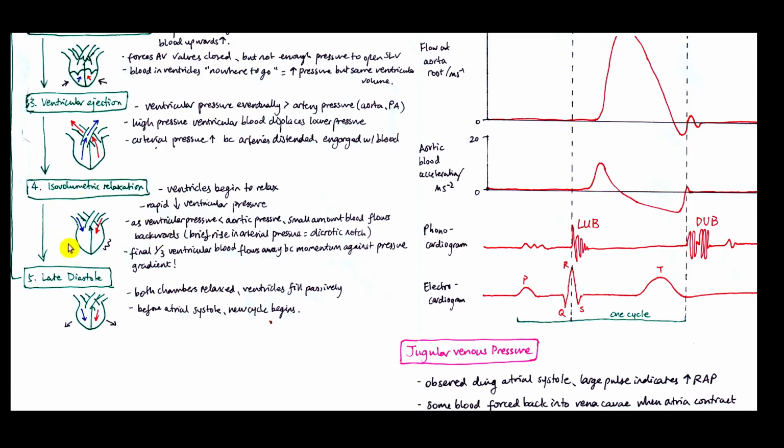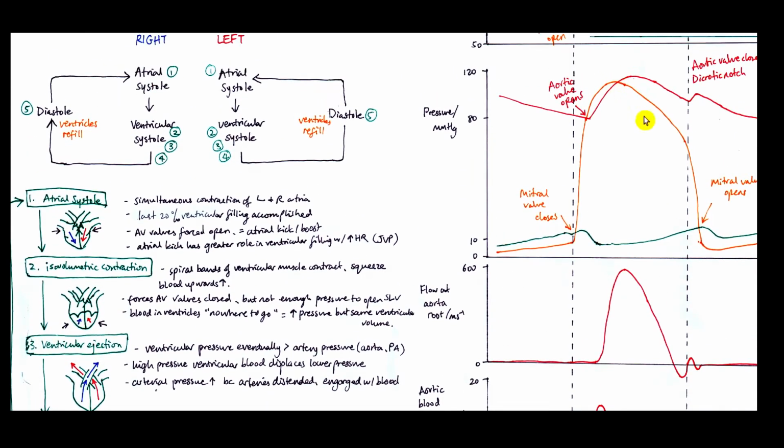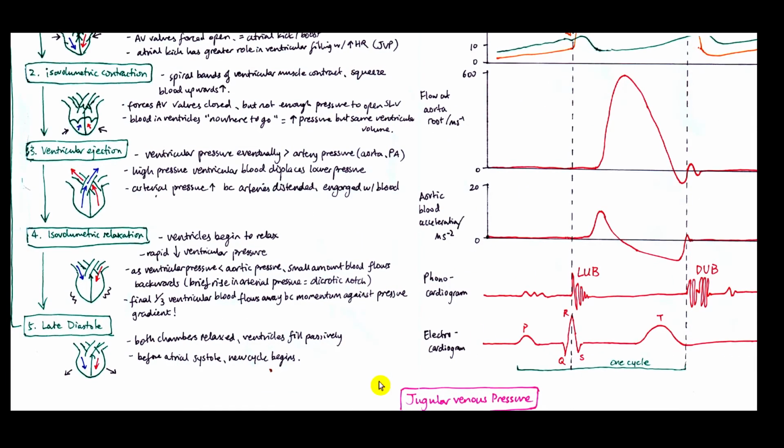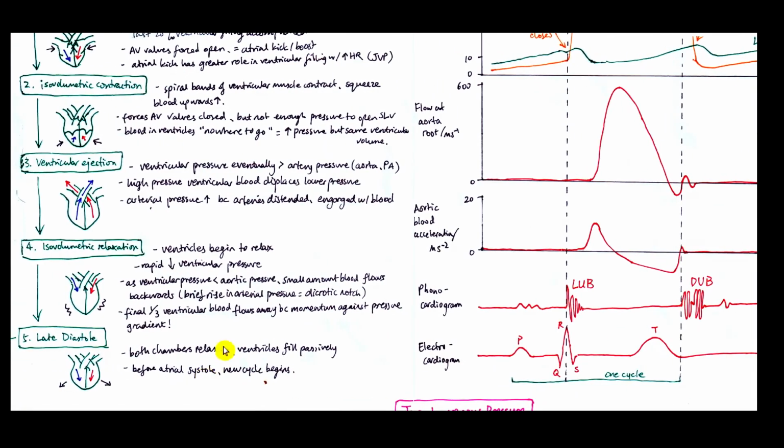And it's the last stage of ventricular systole, and as ventricular pressure decreases below aortic pressure again, a small amount of blood actually flows backwards. So there's a brief rise in the arterial pressure, which is the dicrotic notch. So this dicrotic notch here is caused by a small amount of blood falling back or flowing backwards from the aorta. And the final third of the ventricular blood flows away against the pressure gradient.